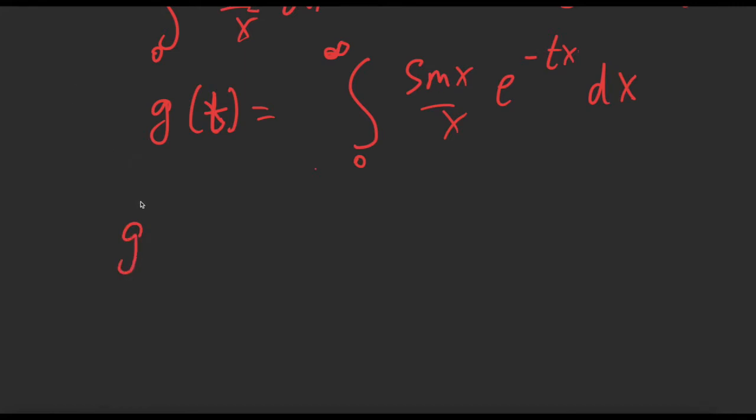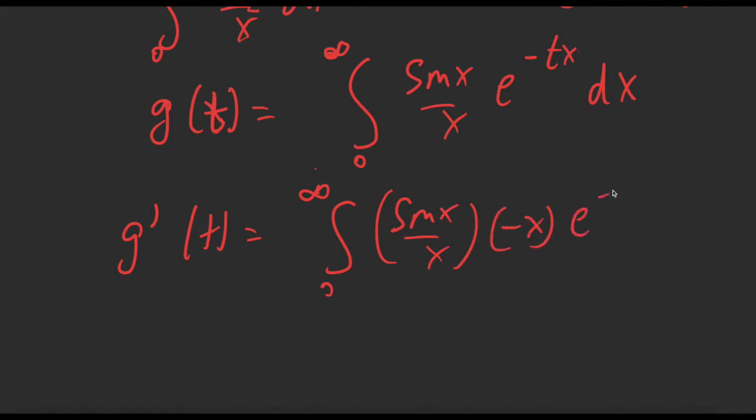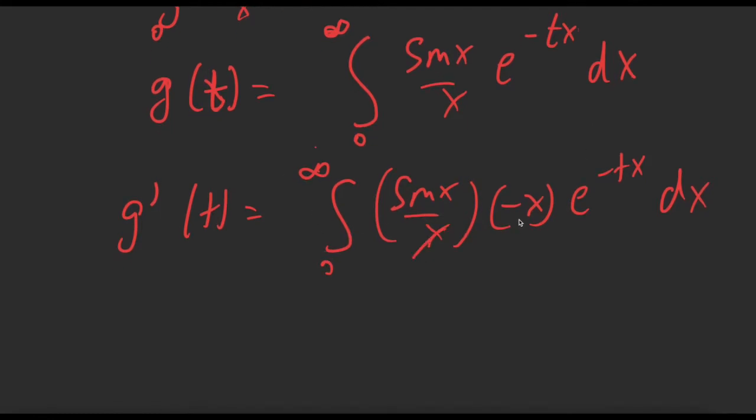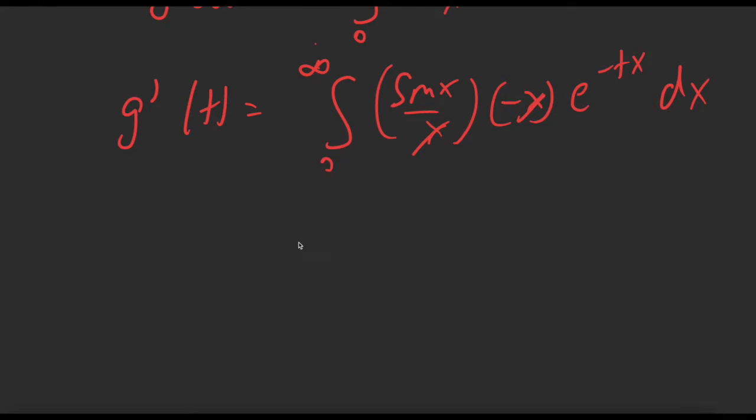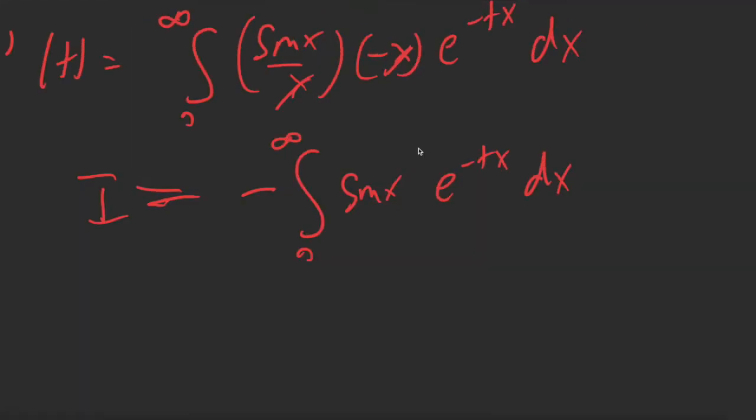So we have g prime of t is equal to the integral from 0 to infinity of sine x by x, because this does not have any t term, so it's basically a constant with respect to t, so we can ignore this. And this thing comes out to be minus x into e to the power minus tx dx. And like magic, these two cancel out. And that's the integral from 0 to infinity of minus sine x into e to the power minus tx dx. And we can solve for this.